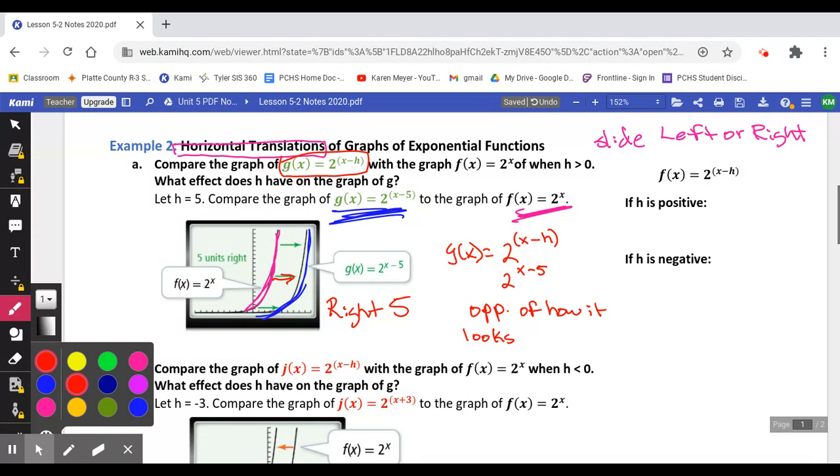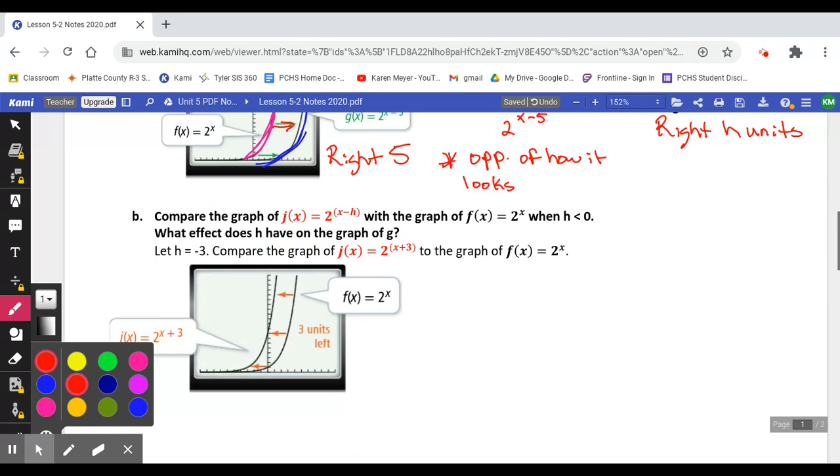So if h is negative, then you're really going to go to the right h units. If h is positive, you're going to do the opposite and go to the left h units. So very important. Vertical translations is exactly how it looks. Horizontal translations is the opposite of how it looks.